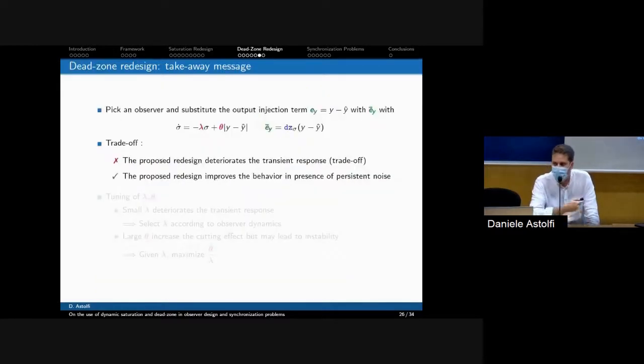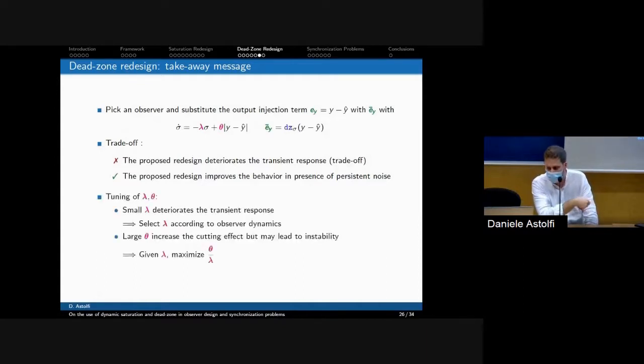So again, the takeaway message is pick any observer that you prefer. You know that there will be some persistent noise. Apply this dead zone redesign technique. Trade-off, of course, you degrade the performance a little, but you improve the sensitivity to measurement noise.